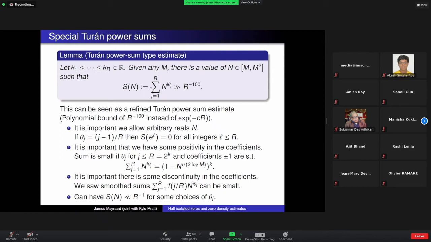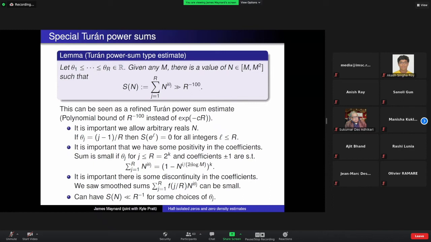Similarly, it's absolutely vital for our method that you have some positivity in the coefficients. So actually, it's important for us to have a rather weaker statement than just all the coefficients are +1. And we do allow for some negativity, but if you're allowing for arbitrary ±1 coefficients, then you could choose theta j such that this sum S_n was just the expansion of (1 minus n to the power i divided by 2 log m) to the power k.